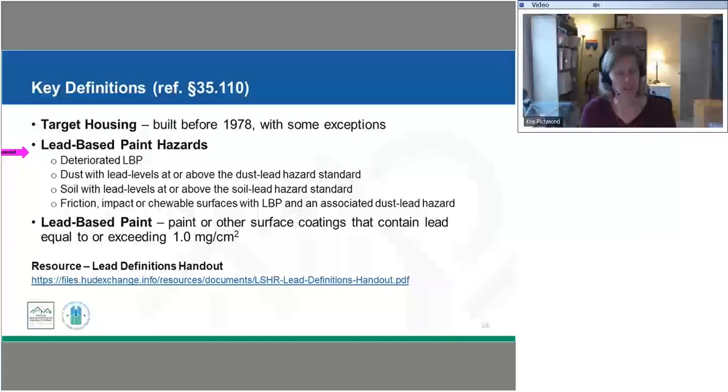And then we have lead-based paint. So lead-based paint is any paint or other surface coatings that contain lead that's equal to or exceeding 1 milligram per square centimeter. So some states and communities have more stringent definitions of lead-based paint. Some of these states or cities might have a more protective standard of what they consider lead-based paint. So right now, HUD has set their standard at 1 milligram per square centimeter. But you want to check with your state and local regulatory authority to see if there are any stricter requirements for that definition in your area. And as I mentioned, these definitions do show up on the handout, and here's the link as well.